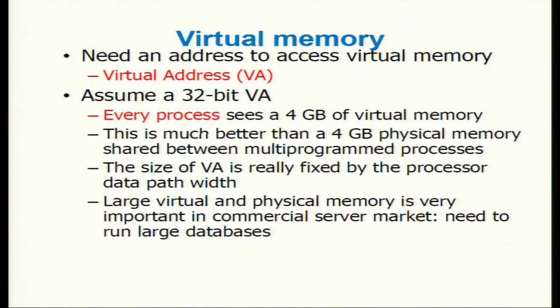Virtual memory requires a virtual address, because it's a memory and it requires an address. If you assume a 32-bit virtual address, then every process sees a 4 gigabyte memory. And what is a process? A process is essentially a program. A program, when it runs, becomes a process. That's the technical name used for a running program. So every process sees this 4 gigabytes of virtual memory, which is much better than 4 gigabytes of physical memory shared between multiple processes.